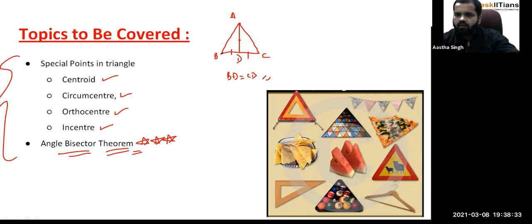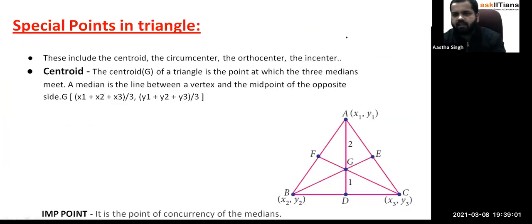This can also be a median, BE, and you see CF can also be a median, right? It means these are all equal, because your median bisects the opposite side. So the intersection of all the medians is what? The intersection of all the medians is your centroid. We'll discuss in detail.